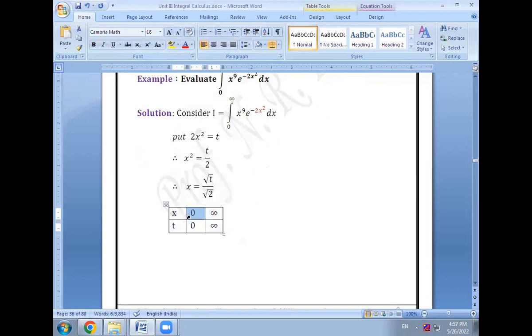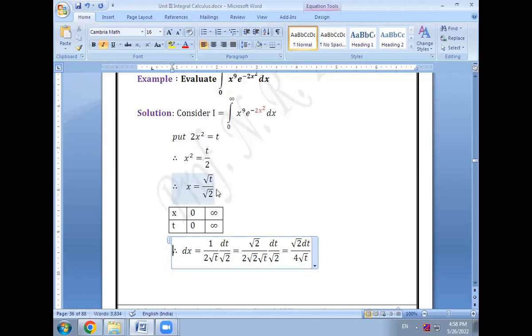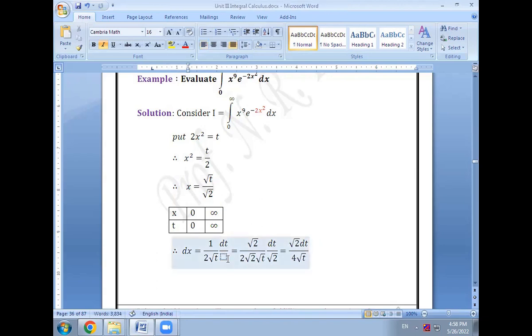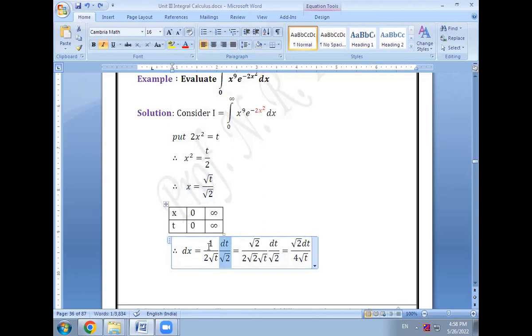When we change the limit of your integration, x equal to 0, t equal to 0, x equal to infinity, t equal to infinity. And lastly, we have to find the value for dx. Derivative of your x is dx. 1 upon root 2 remains constant. The 1 upon root 2 is constant. We are replacing 1 upon 2 here. And the derivative of your root t is 1 upon 2 times root t and dt.